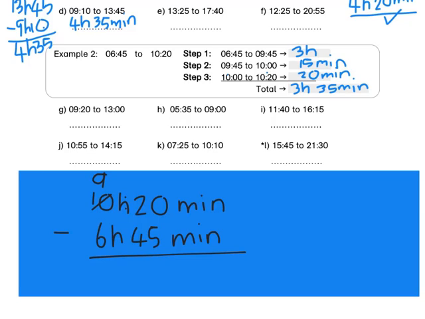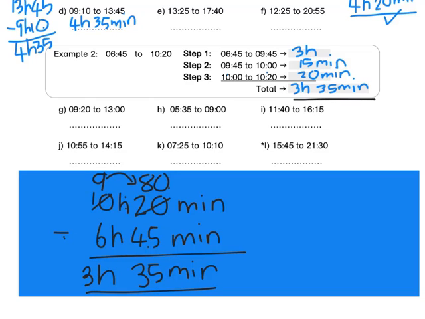But we know that 1 hour is equal to 60 minutes. So we give a full 60 minutes to our 20 minutes, so this becomes 80 minutes in total. Now, we can easily say 80 minus 45, because 80 is bigger than 45, and that will give us an answer of 35 minutes. And 9 minus 6 is 3 hours. So again, we get exactly the same answer of 3 hours 35 minutes.